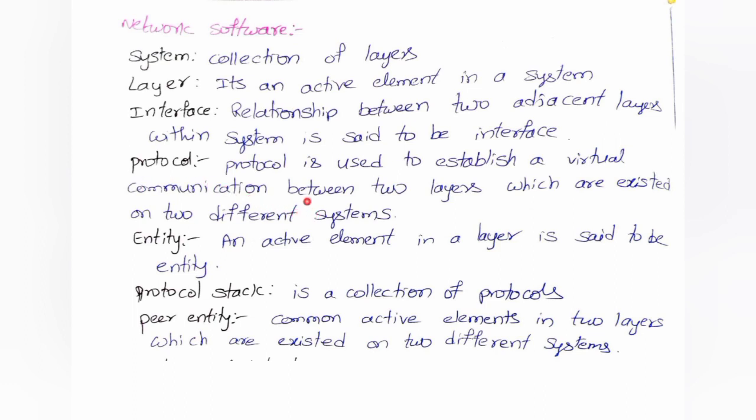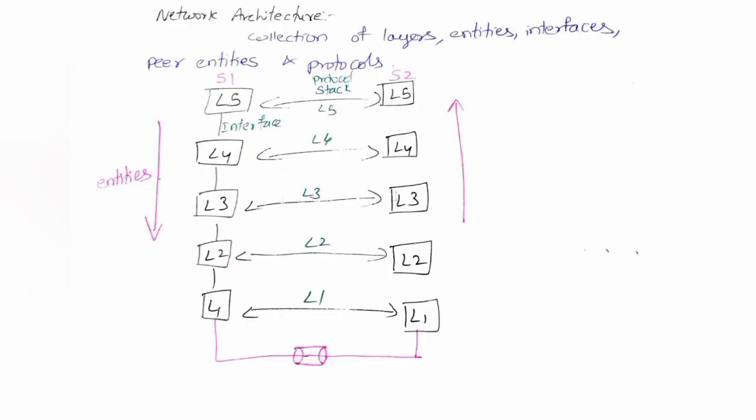The next one is the protocol. A protocol is used to establish a virtual communication between two layers which exist on two different systems. We know that a protocol is a set of rules that support communication between two devices. Here the protocol establishes communication between layer 1 of system 1 and layer 1 of system 2. Similarly, the protocol establishes communication between layer 2 in system 1 and layer 2 in system 2, and so on.